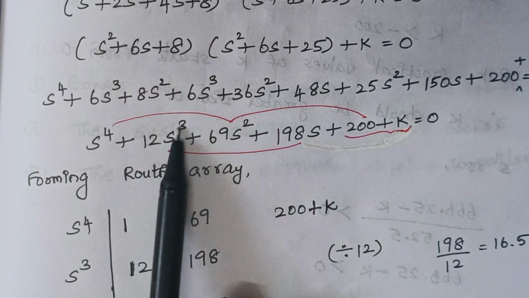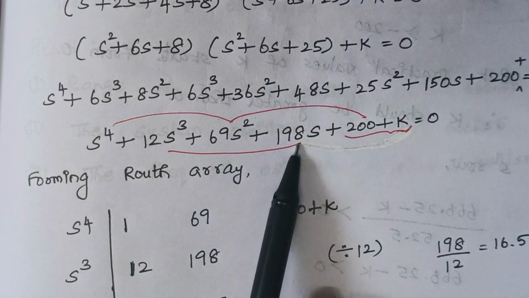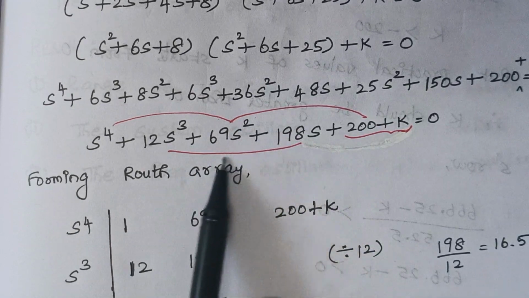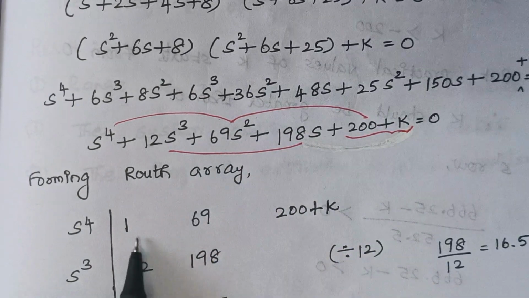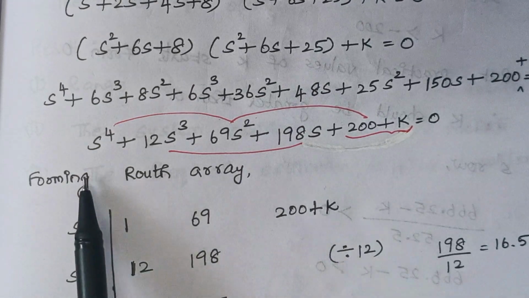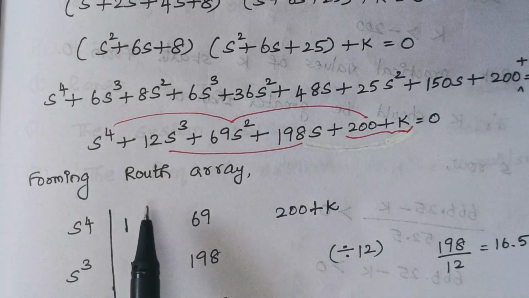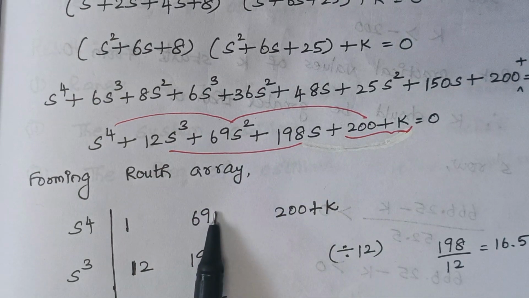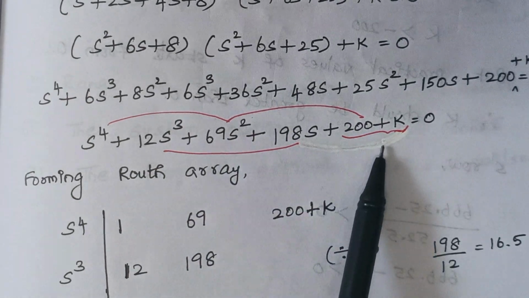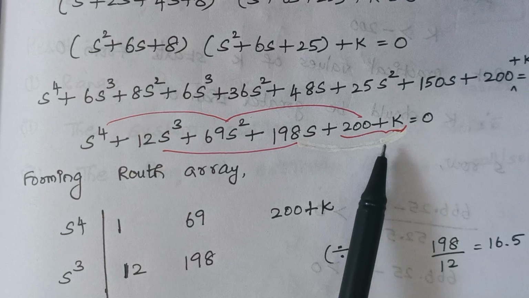And here the second term is s cube, so the next term will be s to the power 1. Here I am connecting all the odd powers. Right. So here I am writing the coefficients. Coefficient of s to the power 4 is 1, coefficient of s square is 69, and finally the constant is 200 plus k, right?